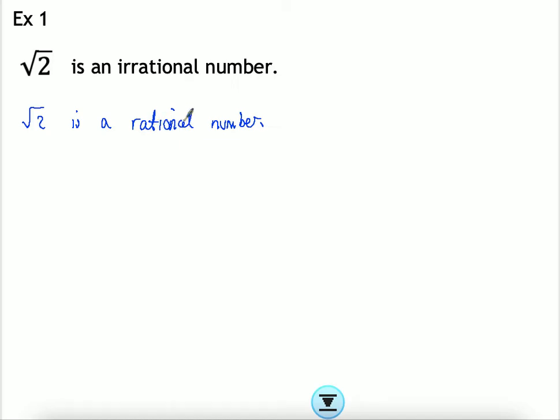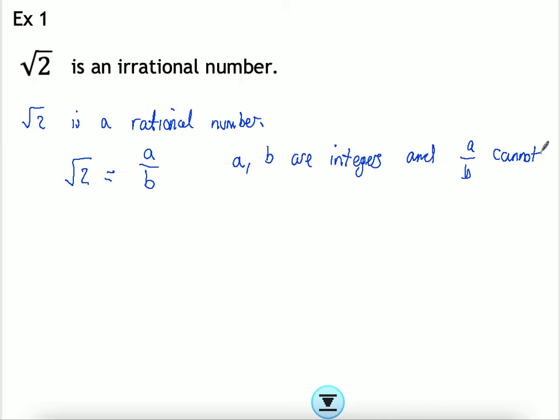So, what does it mean for a number to be rational? It means that it can be written as a fraction a over b, where a and b are integers and a over b cannot be simplified. It's fully simplified already, and that's really important. So that's what it means for a number to be rational. It can be written as a fraction.